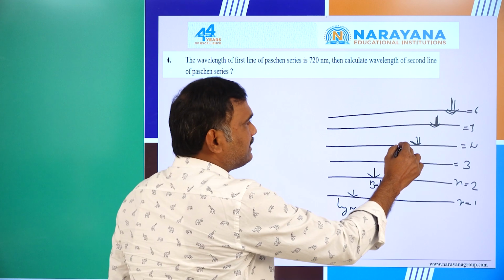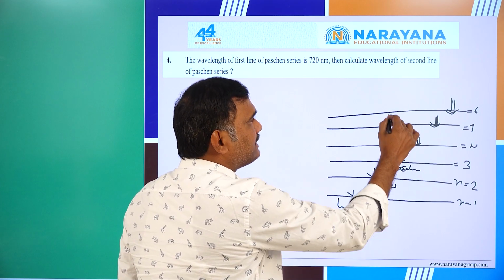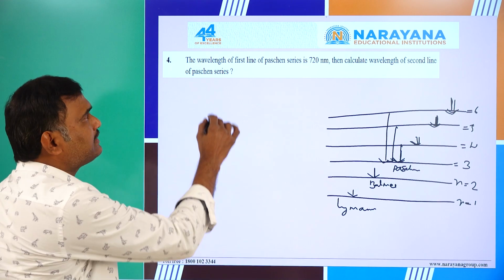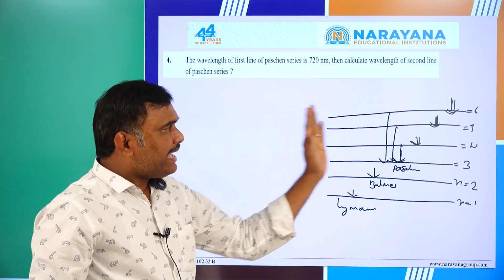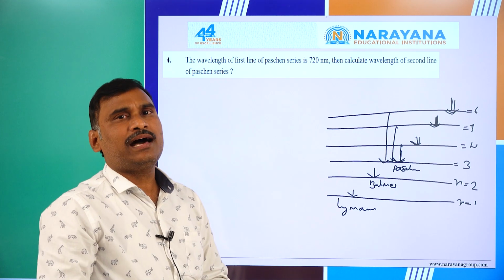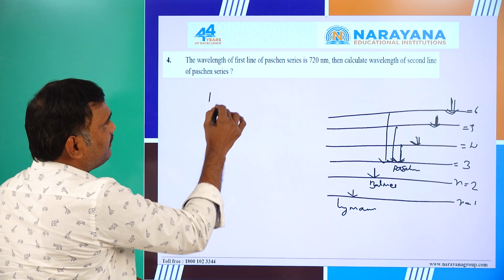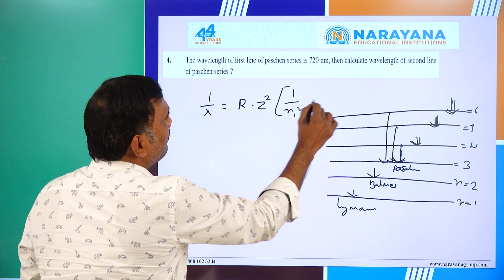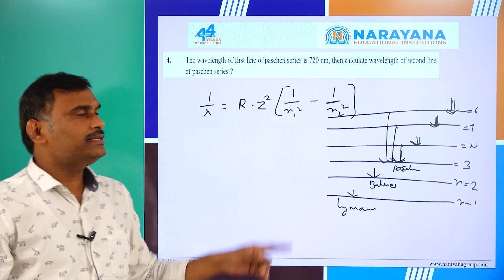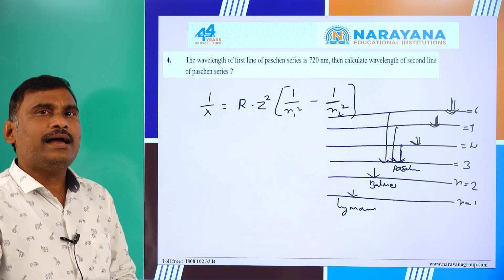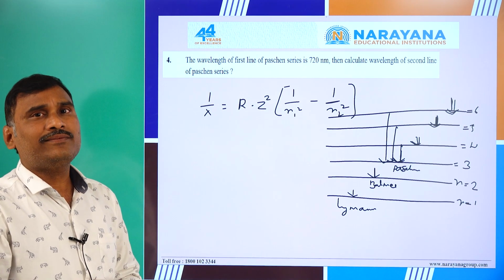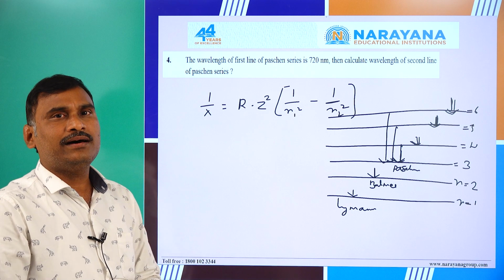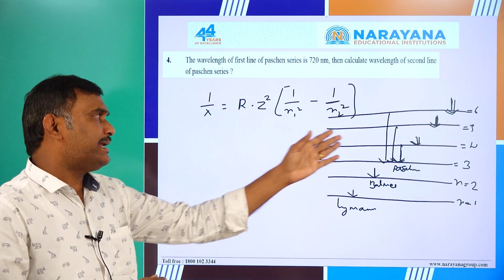According to that, this is the first line, this is the second line and this is the third line in the Paschen series. The wavelength of every line in the hydrogen spectra is given by 1 by lambda is equal to R into Z square into 1 by n1 square minus 1 by n2 square. Is it right, students? Where R is the Rydberg constant, Z is the atomic number of the species, n1 is the lower energy level, n2 is the higher energy level, and lambda is the wavelength of the line which appears.